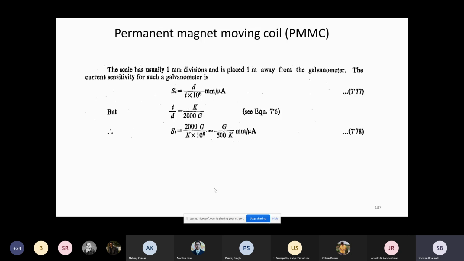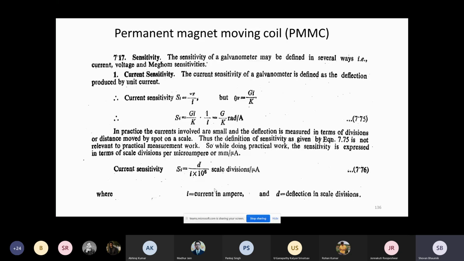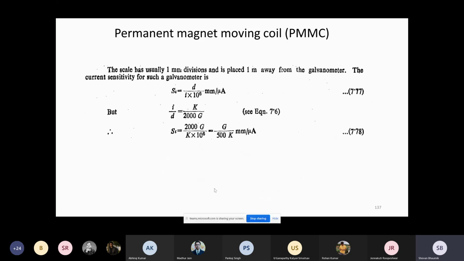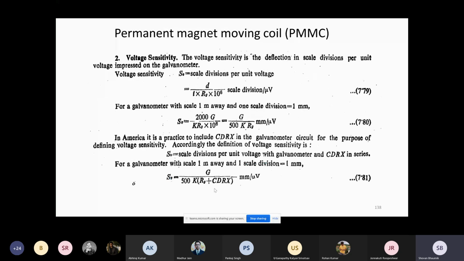So here also you see that sensitivity is proportional to g by k. Here you have seen sensitivity is g by k. Here also you have seen the sensitivity is proportional to g by k. So this is current sensitivity. Now let's come to voltage sensitivity.